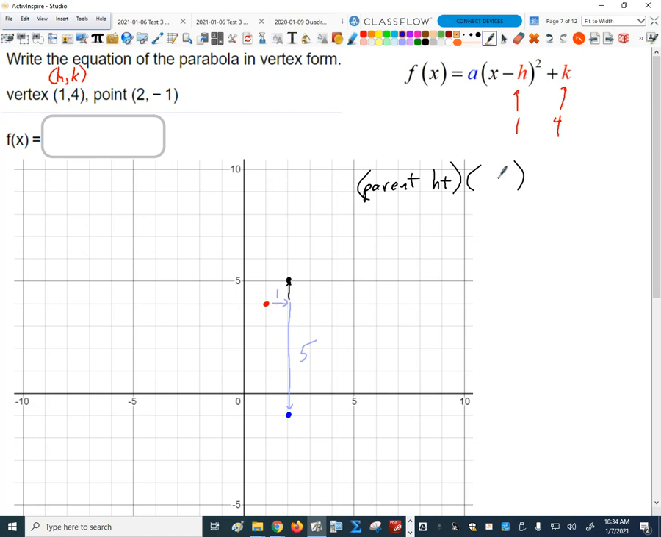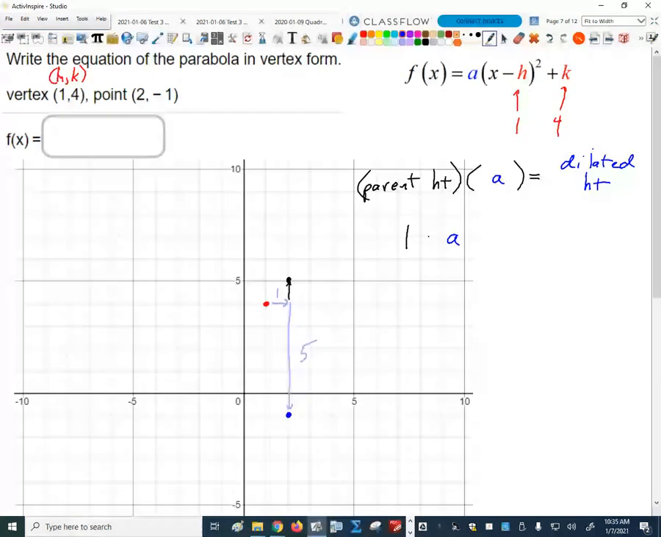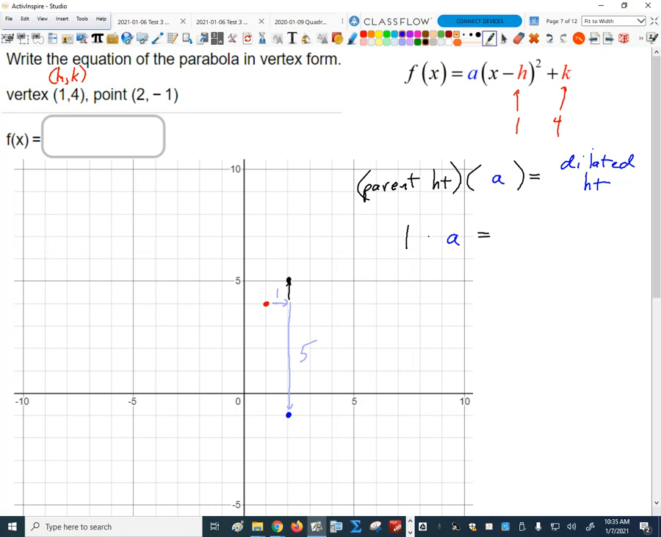times A has to equal our dilated height, right? So we come up with a little equation there then, right? We end up with 1 times A equals -5, right? Because we went down by 5. Well, that's easy to solve for A. A is just -5. And we got it. That make sense, everybody? See how we did that?